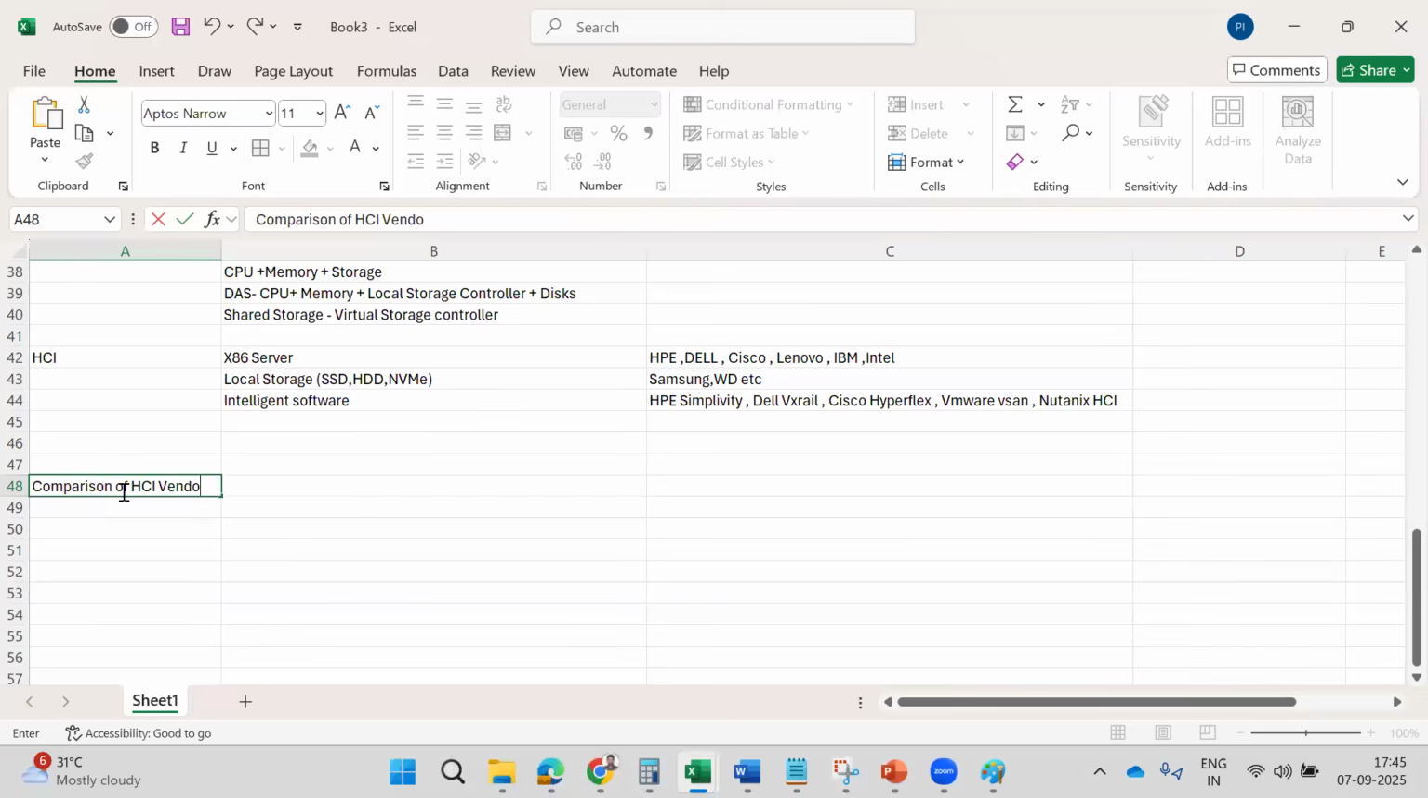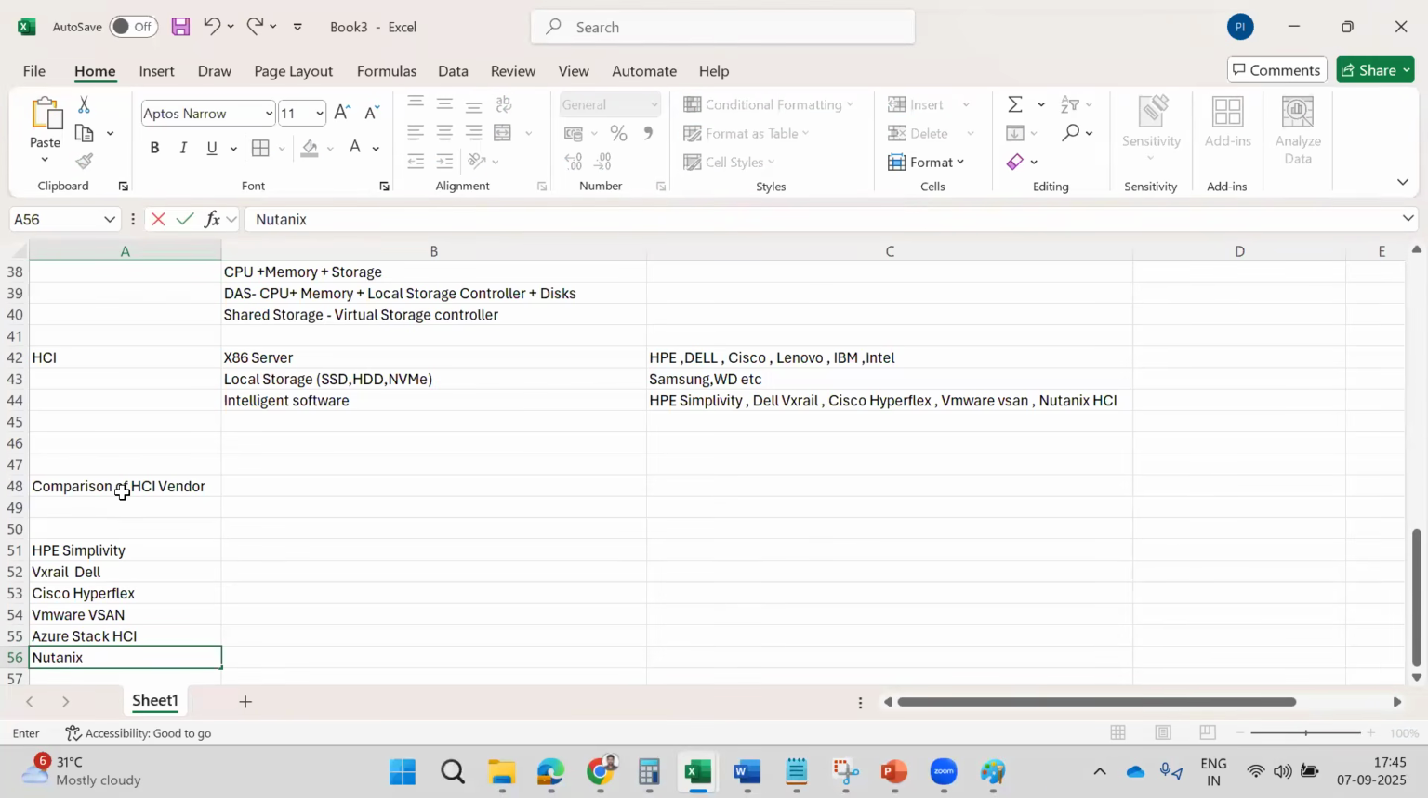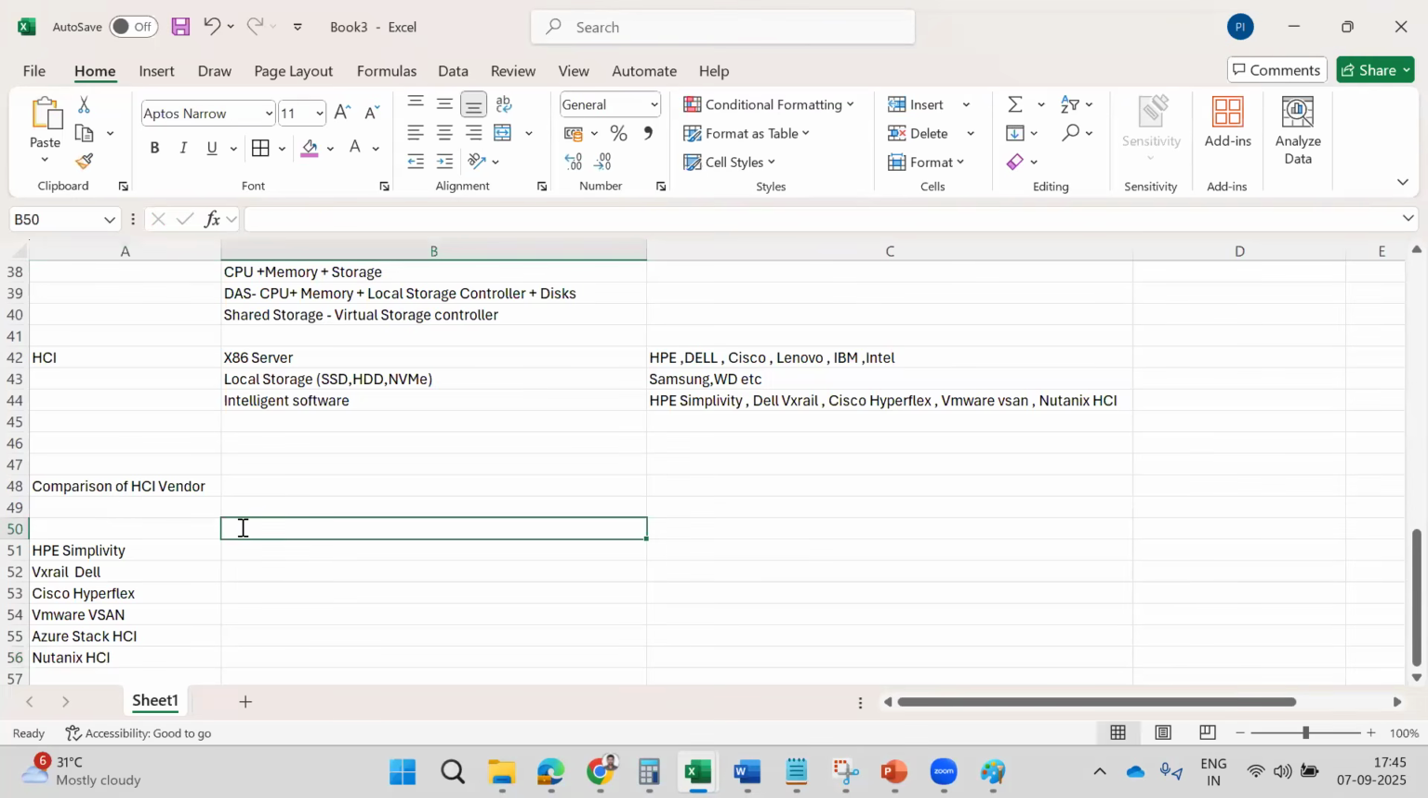HCI vendors. Okay, so let's take HPE SimpliVity, VxRail from Dell, Cisco HyperFlex, VMware vSAN, Azure Stack HCI, Nutanix HCI. Okay, so now first question.